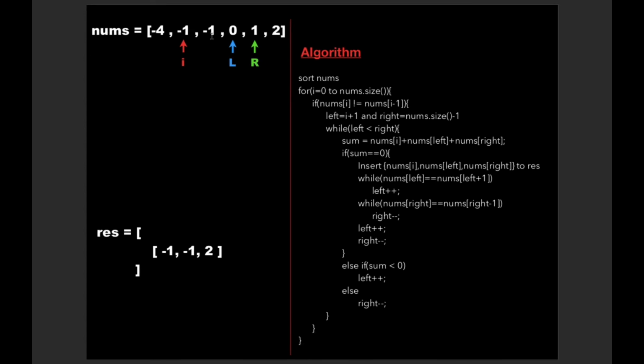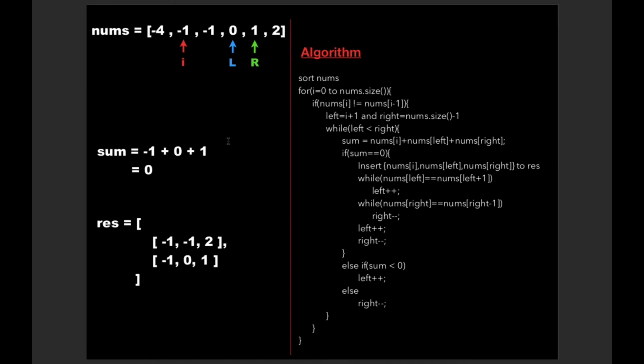Now L points to 0 and R points to 1, and again we calculate the value of sum. Since again we got the value of sum as 0, we insert it in a resultant array and then increment the value of left and decrement the value of right. Since now the value of left is not less than right, we exit the while loop and again increment the value of I.